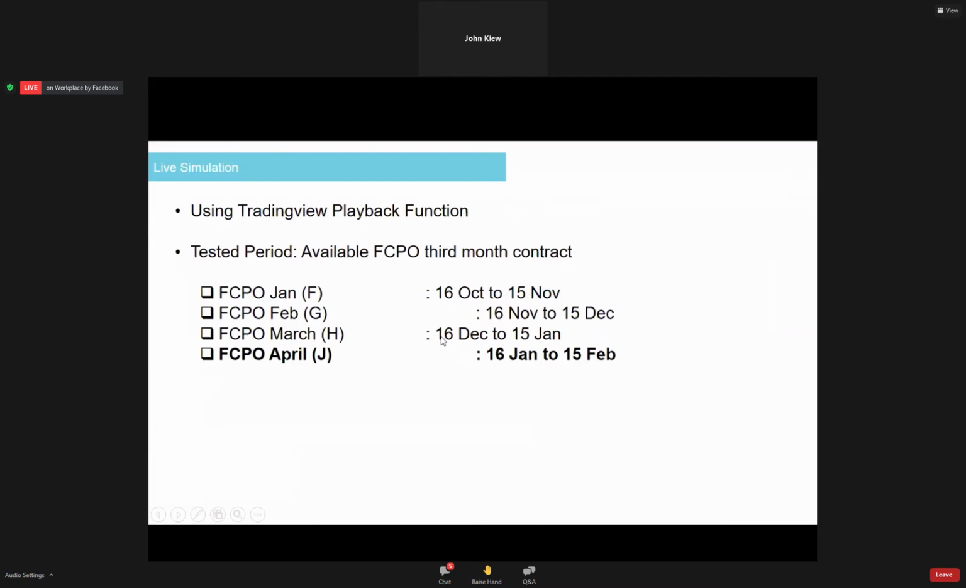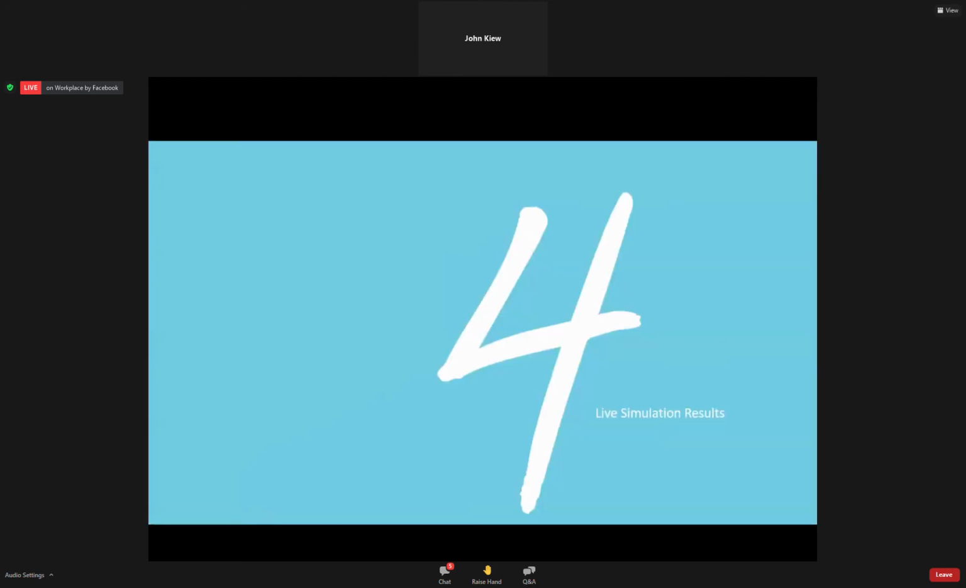So today I will use the TradingView playback function. Not only today, all the while I've been using the TradingView playback function, and we will test that on FCPO third month as mentioned. So we will do the April one, from 16 January to 15 February. We won't do the latest because we don't have 1 month of data yet, and now it's 6 March. But of course, you can do the same practice as well. Now I will switch my screen to TradingView.